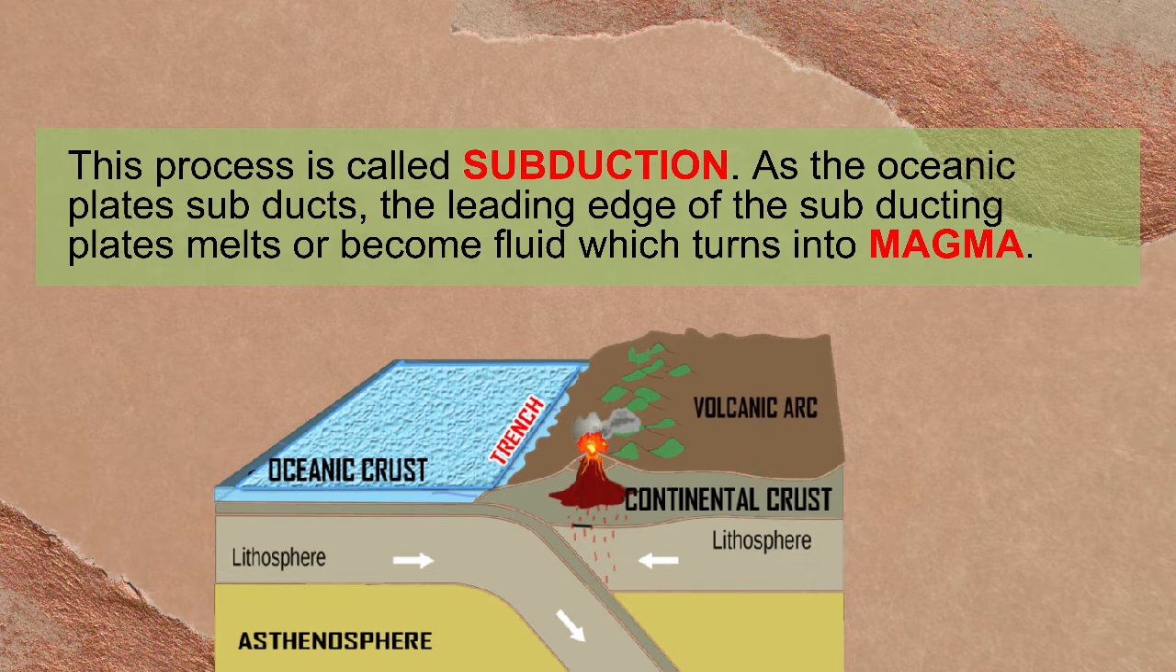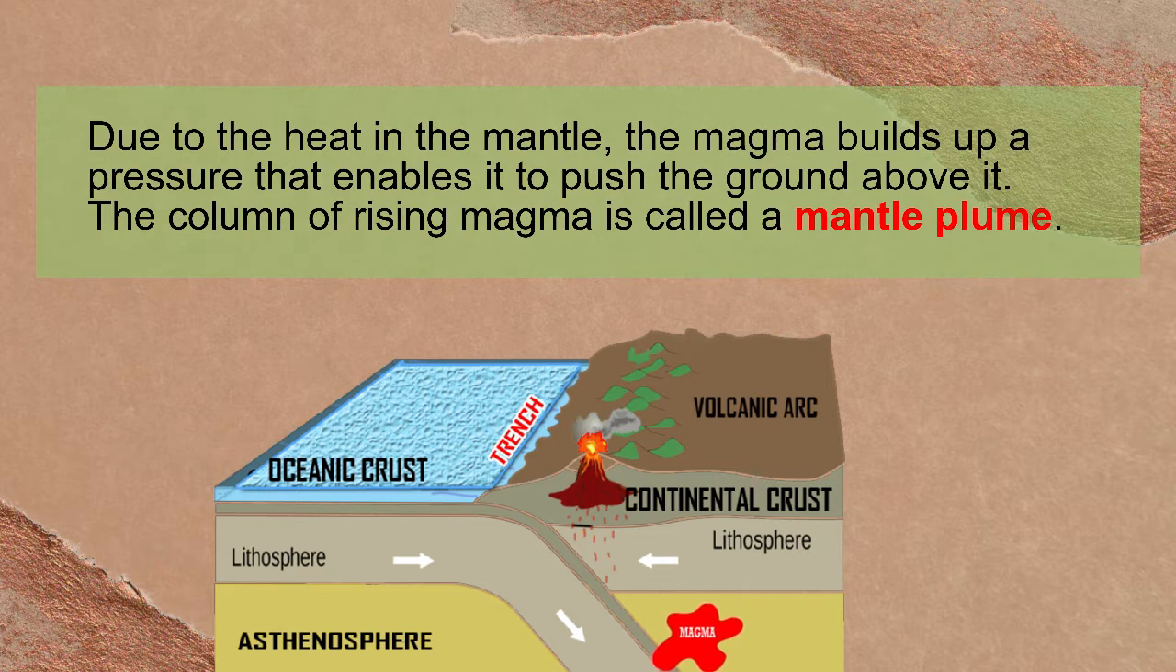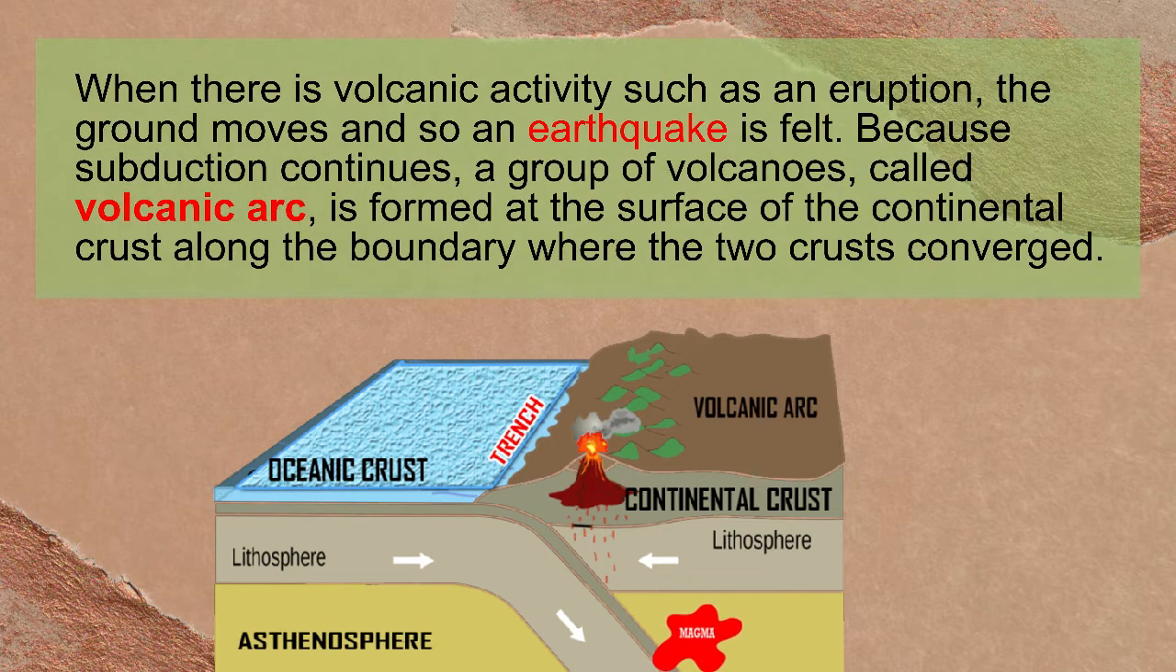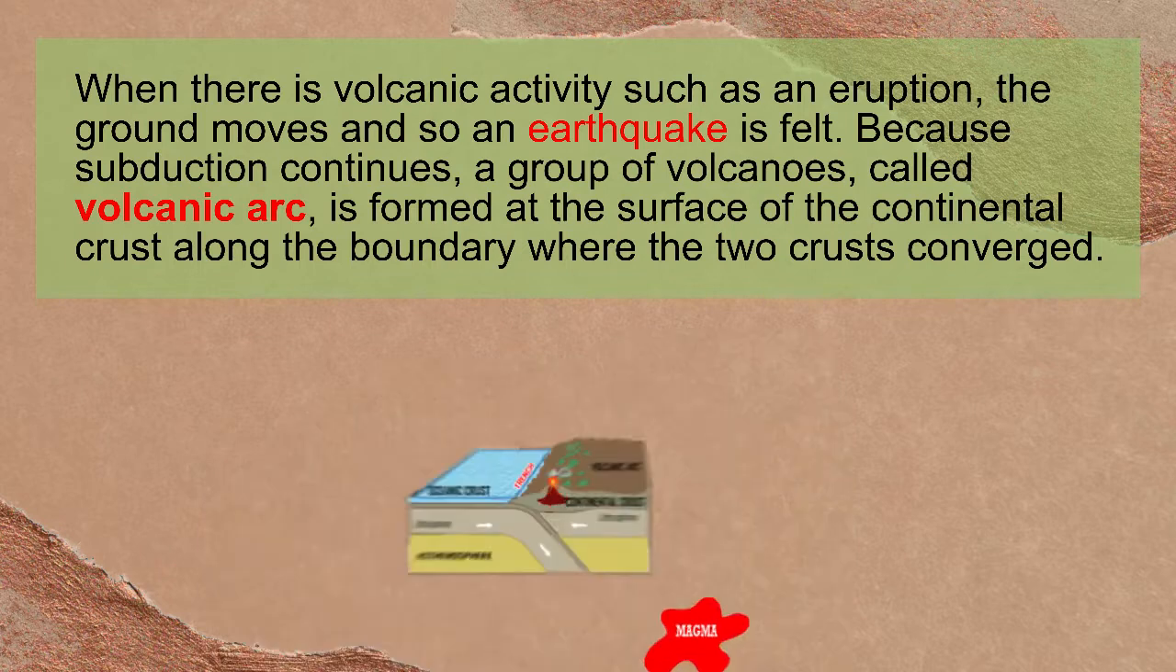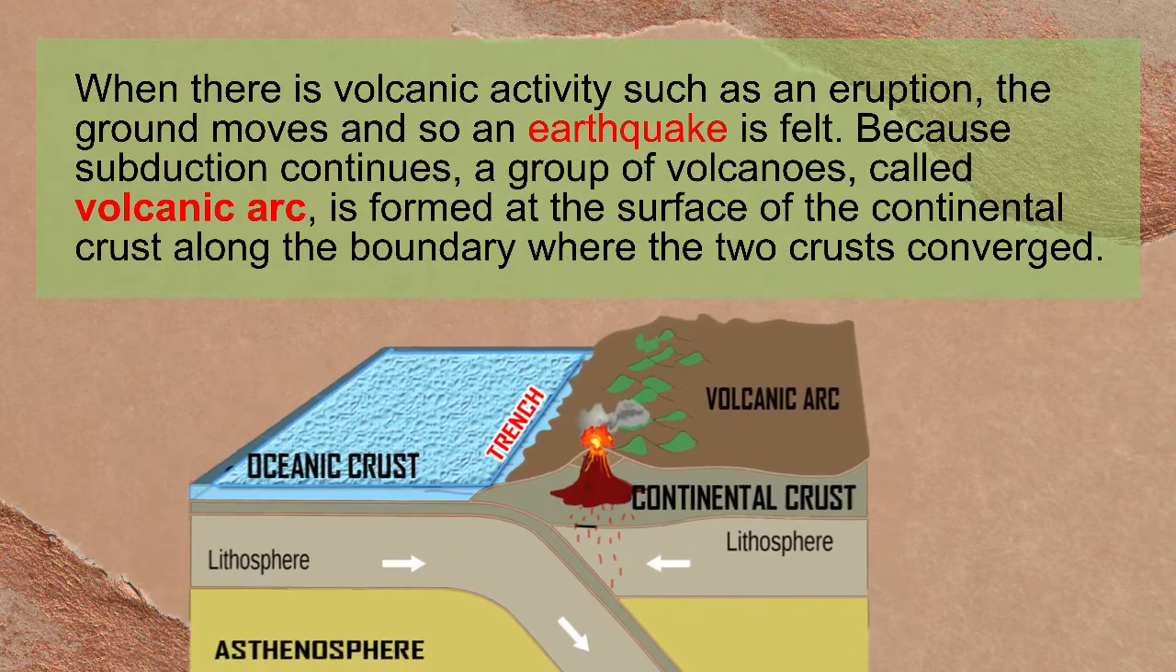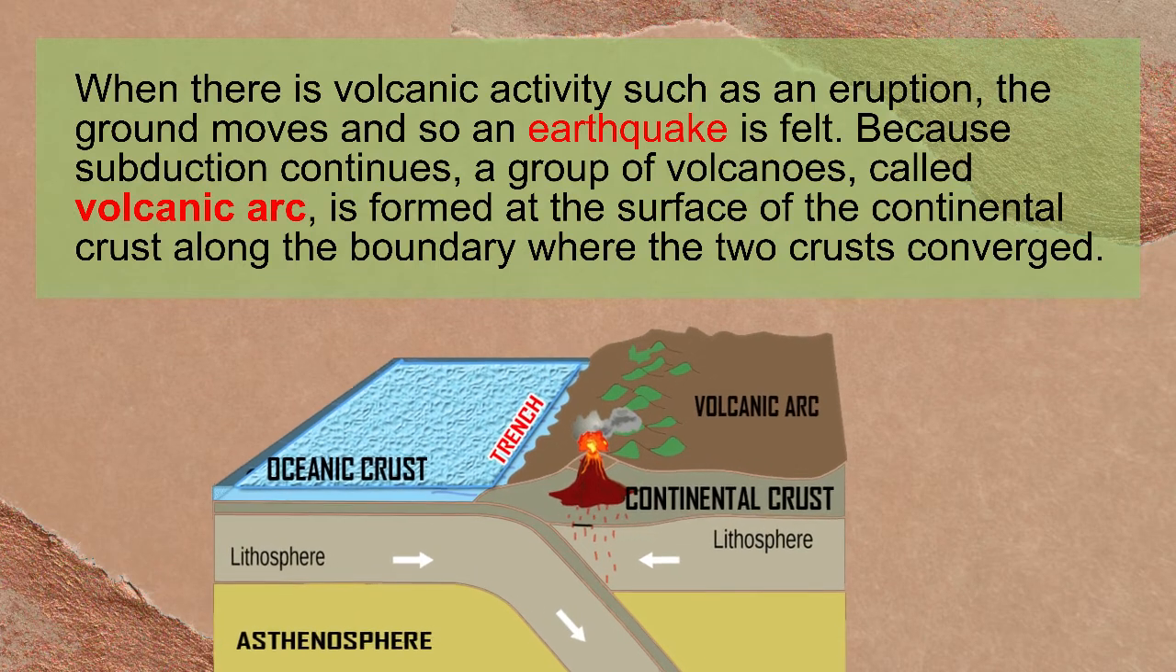As the oceanic plate subducts, the leading edge of the subducting plate melts or becomes fluid, which turns into magma. Due to the heat in the mantle, the magma builds up a pressure that enables it to push the ground above it. The column of rising magma is called a mantle plume. When there is volcanic activity such as an eruption, the ground moves, and so an earthquake is felt.